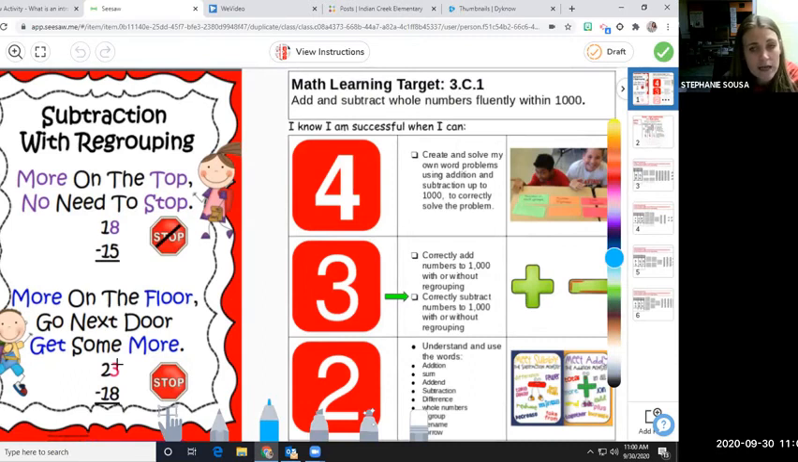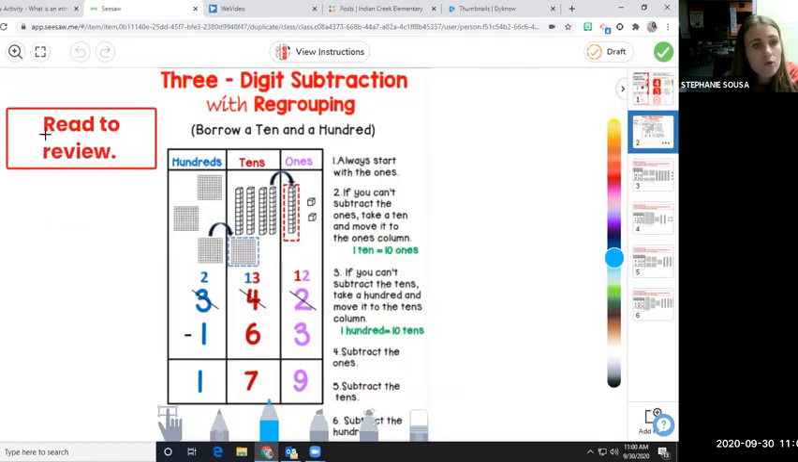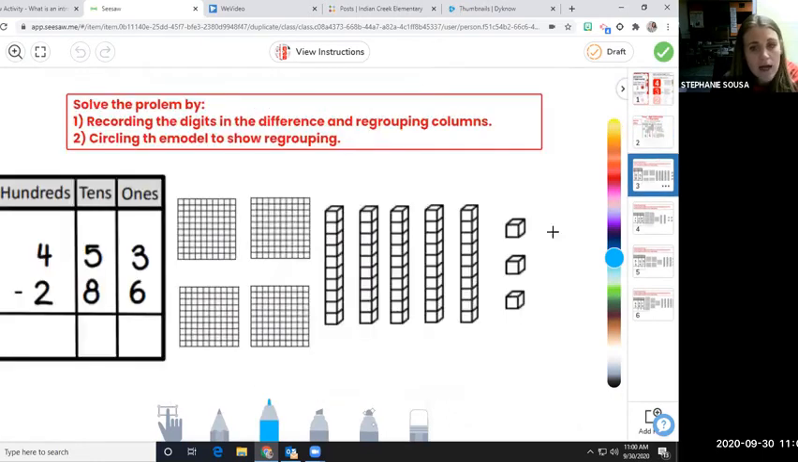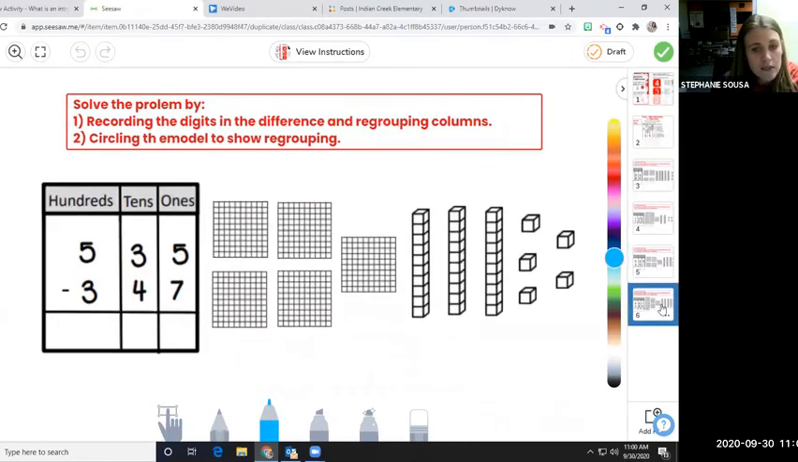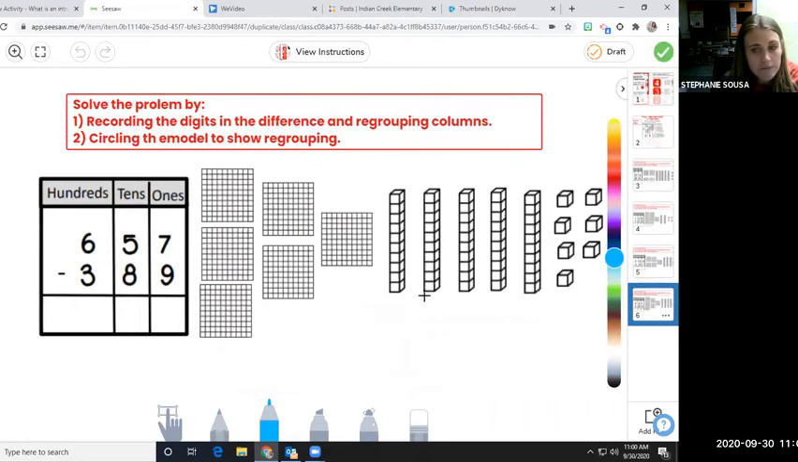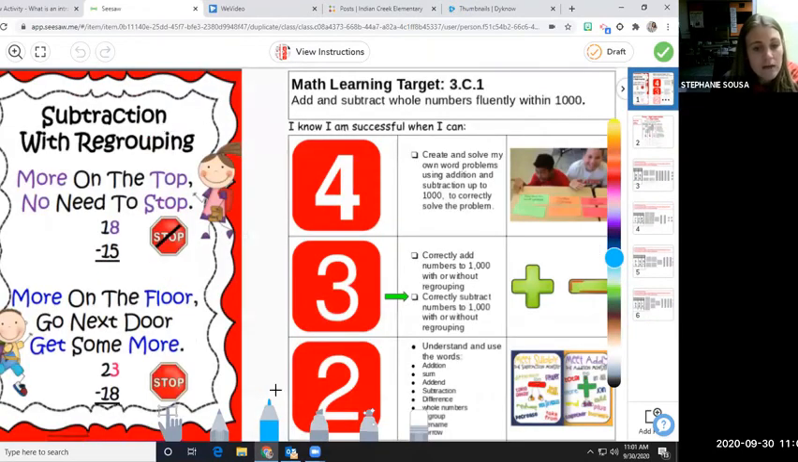Again, you'll review the success criteria and the rhyme. You'll read the steps to review, and then you'll begin working. So you will record the digits and the difference in the regrouping columns here. Oh, I made a typo. Look at that. There's a space with the E. You will circle the model to show the regrouping, just like we did together today. There are 4 equations for you to solve using the digits and the models, okay? This is your assignment for today during math. What questions can I answer about your assignment?